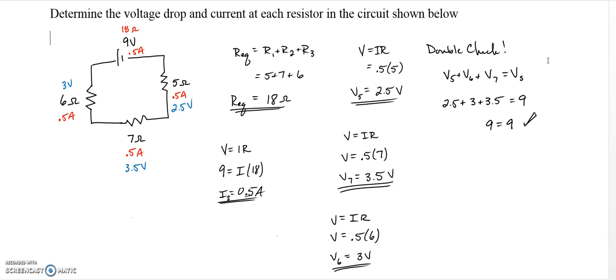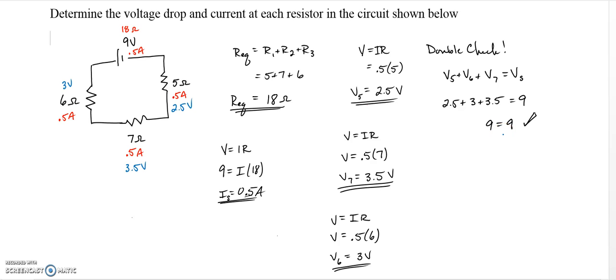So I'm going to use my voltage rule to check myself. The rule for voltage is that the voltage of the source is equal to the total voltage drops, when they're in series at least. So I add up all my voltage drops: 2.5, 3, 3.5, that's 9, and yes, it's a true statement. 9 equals 9. So therefore I have a true statement. I did double check myself. I am 100% sure this is the right answer.